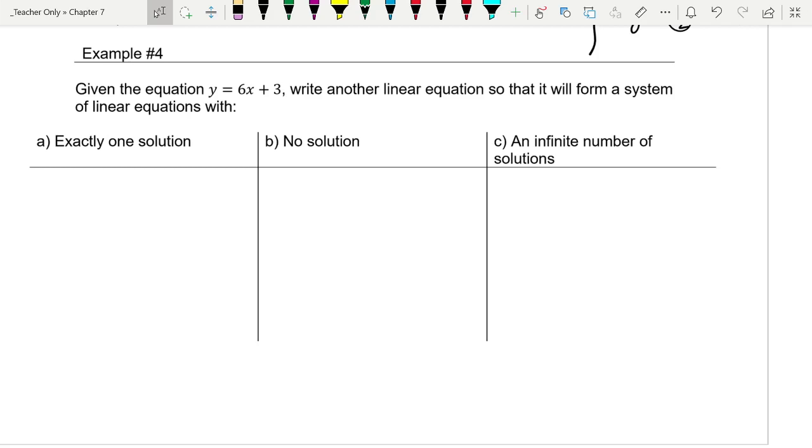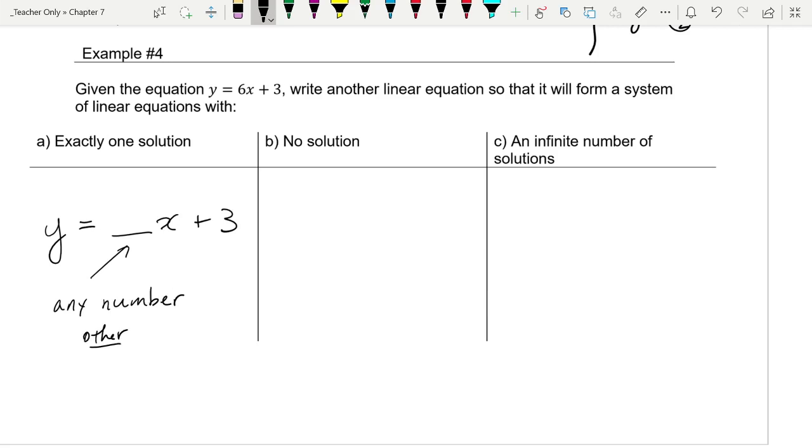Well, I would look at your equation, and basically, I couldn't mark you wrong unless that number was a 6, right? So this could be any number other than 6. And then for sure, they have different slopes. They'd meet somewhere.